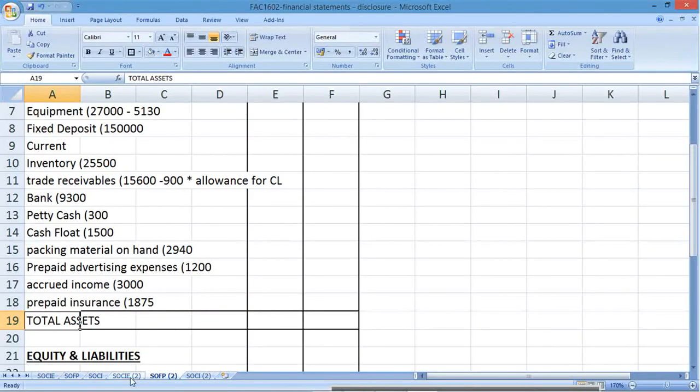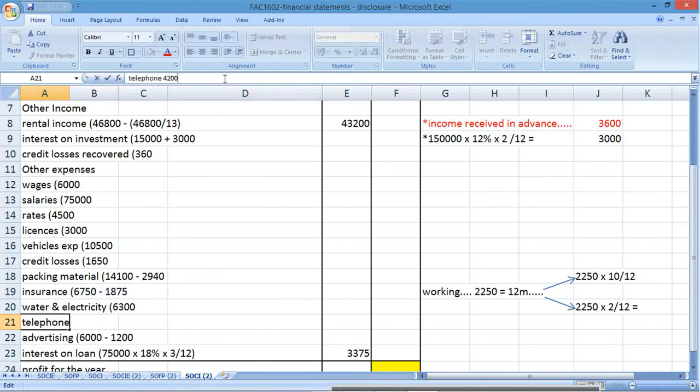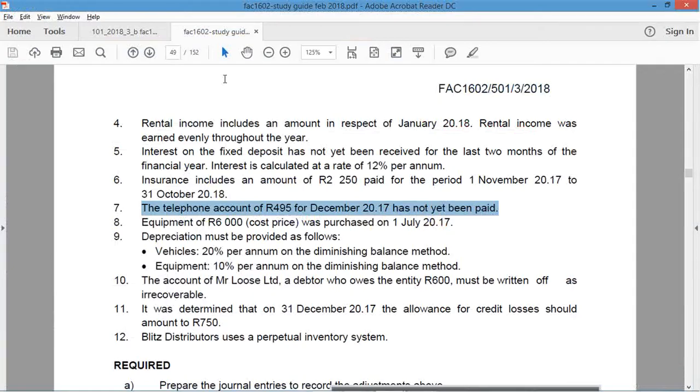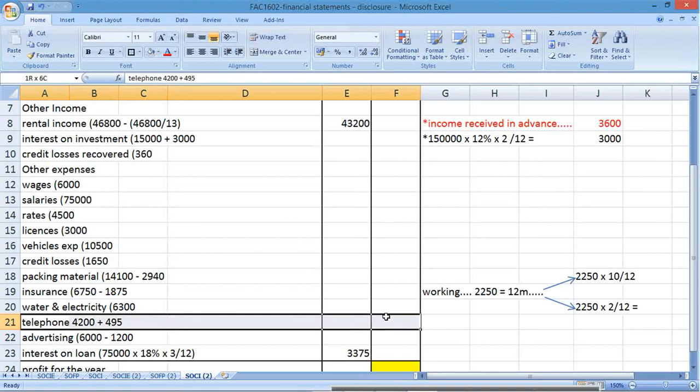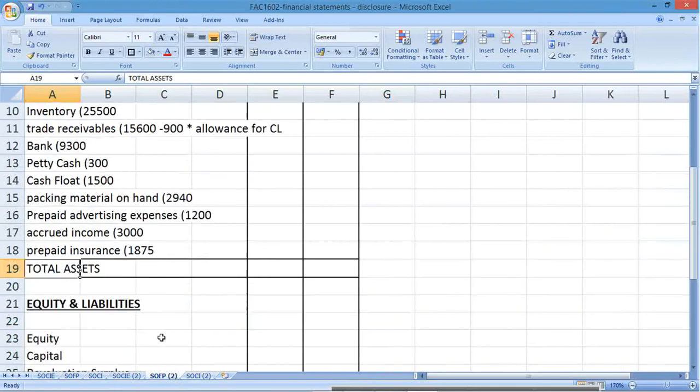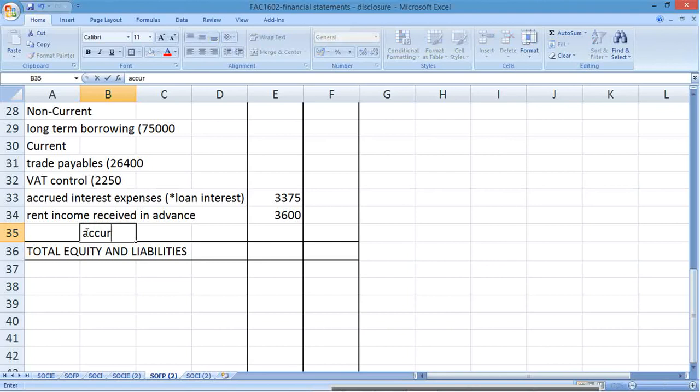So let's fix and adjust. Let's go fix it here first. Where's telephone? At the bottom. Too little, too high? Too little. Add how much? 495. What is that? It's an accrual. It's an accrued current telephone expense, which is a current liability. Good. So under current liability, accrued telephone expense. What is it? 495. Okay, here we go.